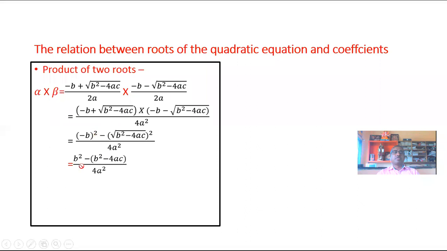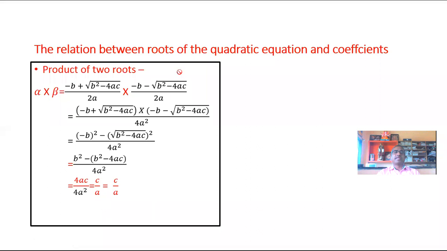Therefore, minus b square is b square, minus here root b square minus 4ac. Here the square and the square root symbol get cancelled. B square minus 4ac upon 4a square. Here minus multiply in the bracket, then we get b square minus b square plus 4ac. B square minus b square get cancelled, remaining only 4ac. 4ac upon 4a square is equal to c upon a.